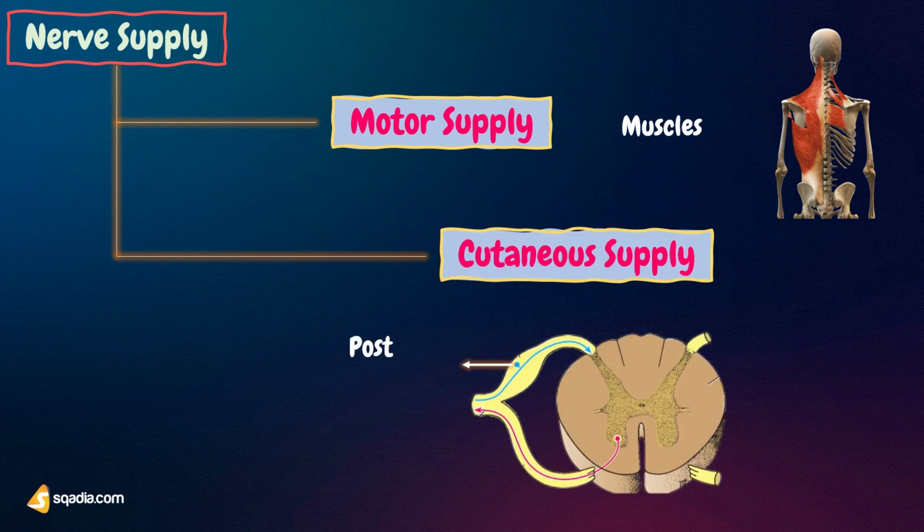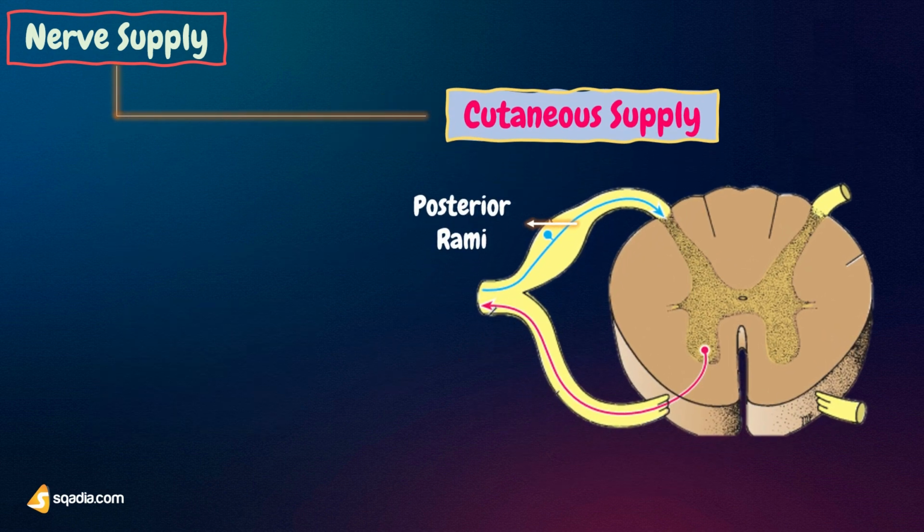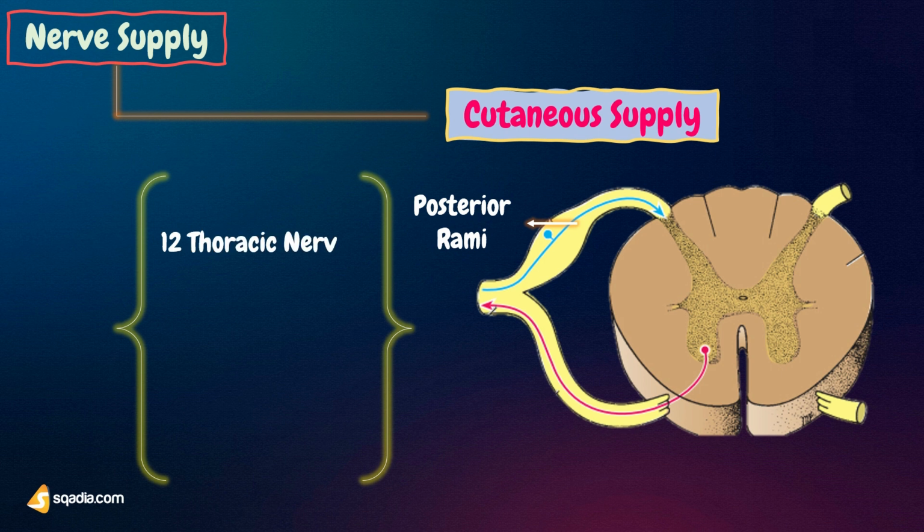As for the cutaneous nerves of the back, they are derived from the posterior rami of the spinal nerves. The posterior ramus is one of 2 major branches of a spinal nerve that emerge after the nerve emerges from the intervertebral foramen. These cutaneous branches arise from all 12 thoracic nerves, L1 to L3 nerves, and 5 sacral nerves.